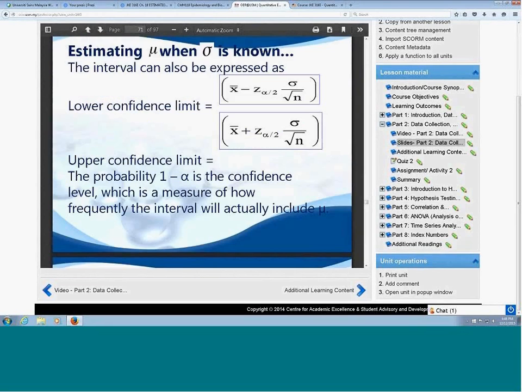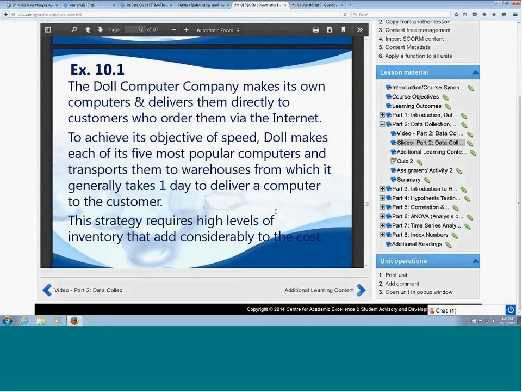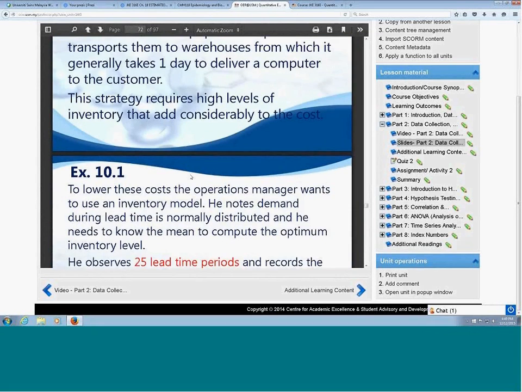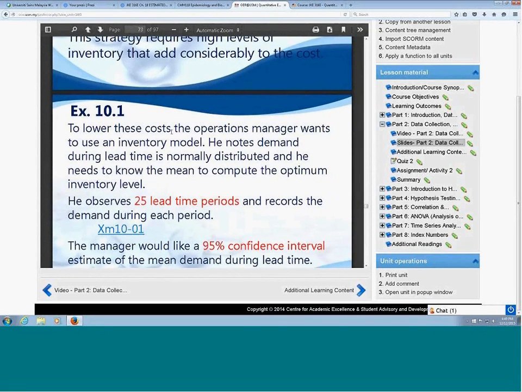So you have this example now. You are given a scenario. This is the typical exam question. The scenario can be anything, from the manufacturing sector, from government, from schools, universities. In this case, a computer company makes each of its 5 most popular computers, and so on. The operations manager wants to lower the cost. This is the highlight: he notes that demand during lead time is normally distributed. So these are the assumptions. If it's not normally distributed, you cannot use this formula.